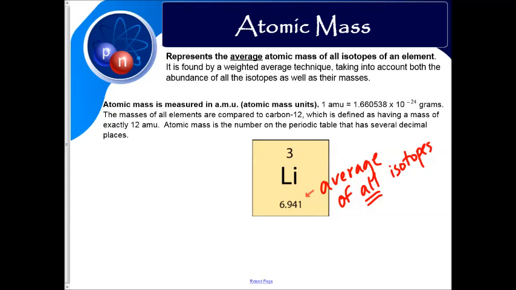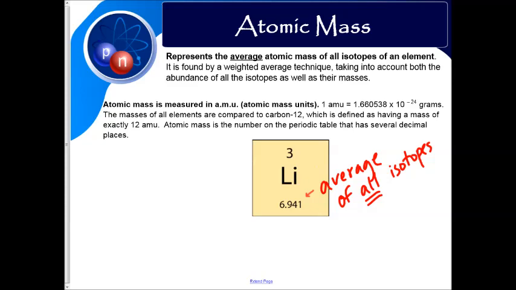Atomic mass is measured in something called AMUs, or atomic mass units. 1 AMU equals 1.660538 times 10 to the minus 24th grams. We're not going to deal with that. It's much easier to say 1 AMU.